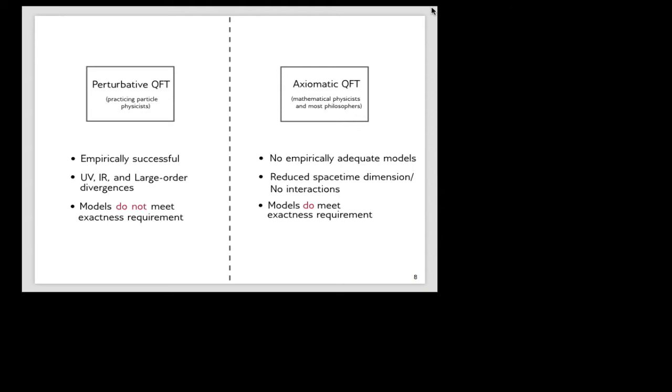But the reason that philosophers have been interested in this kind of approach to characterizing the theory, I think, is that the models do in fact satisfy the exactness requirement. And so we know how to tell our standard philosophical story about how physical meaning accrues to the mathematical structures characteristic of the theory.